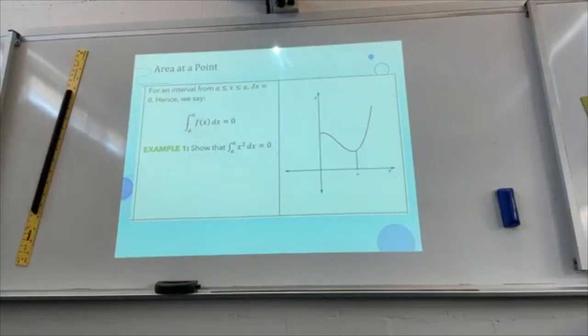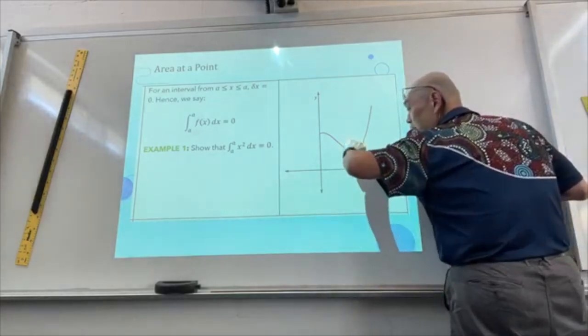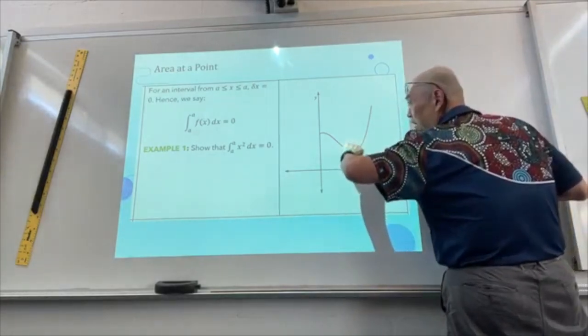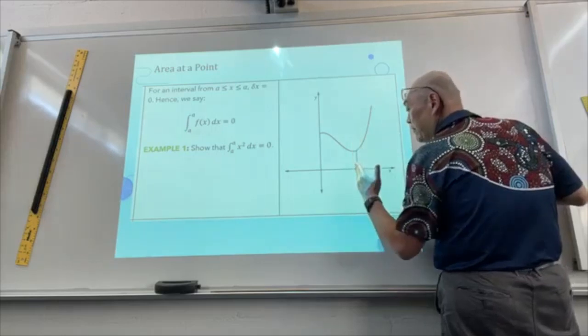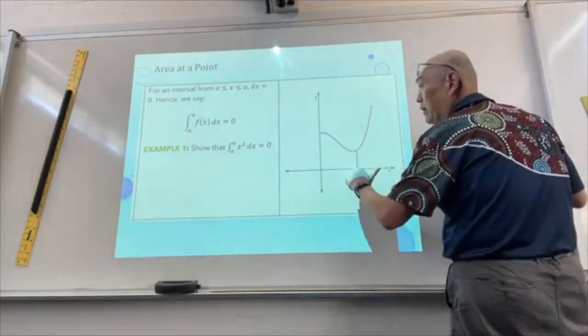What happens if there's an area at a point? You can see that when area is at a point, you're integrating from a to a. There is no movement at all, just that line. So in fact, we can say that the first property is the zero property. The area at a point is zero.